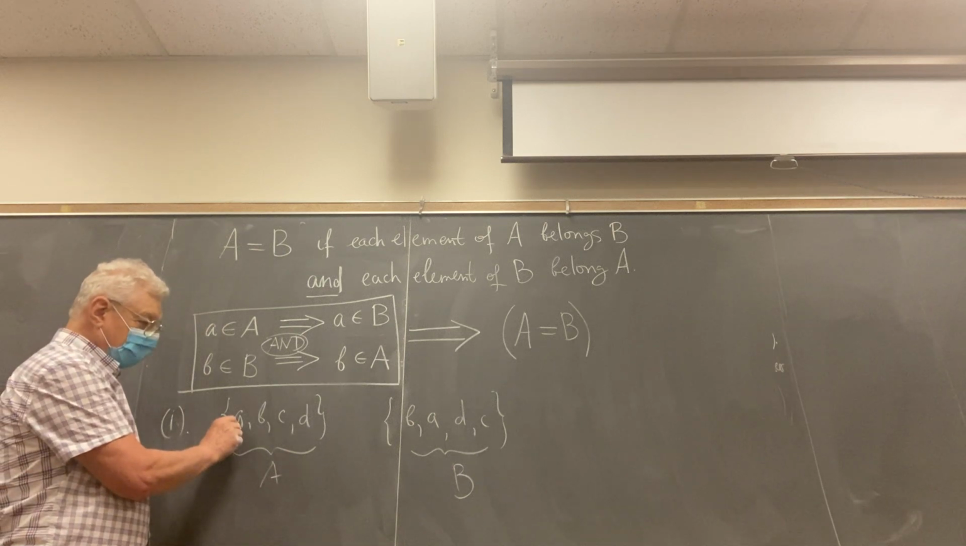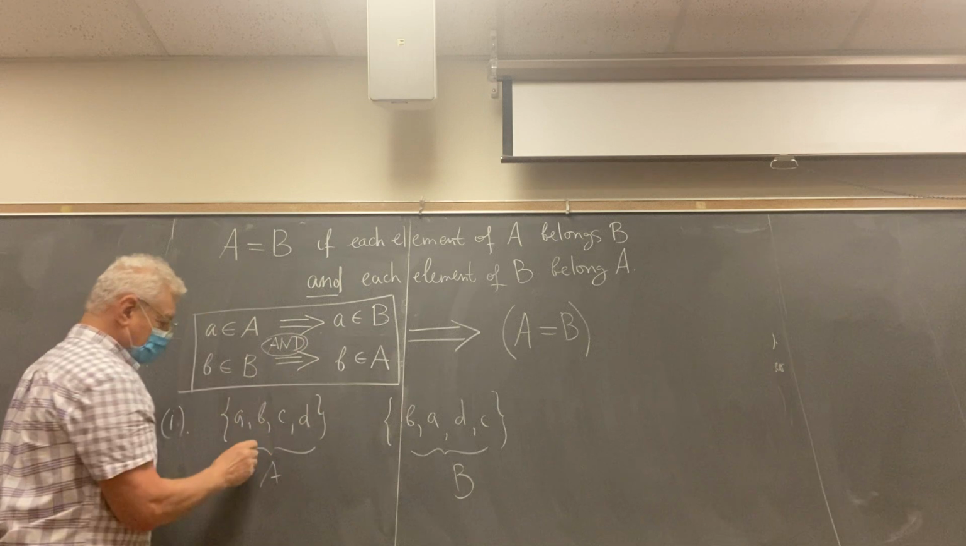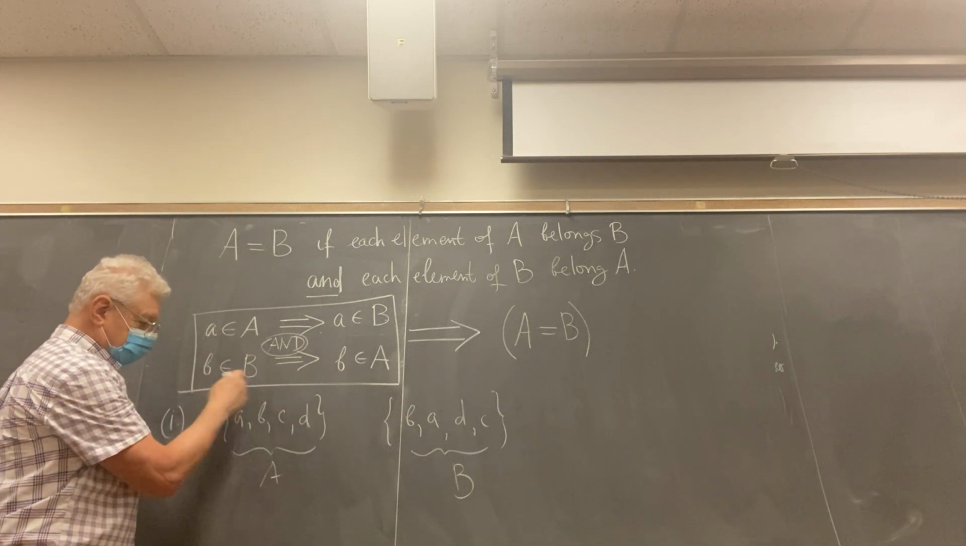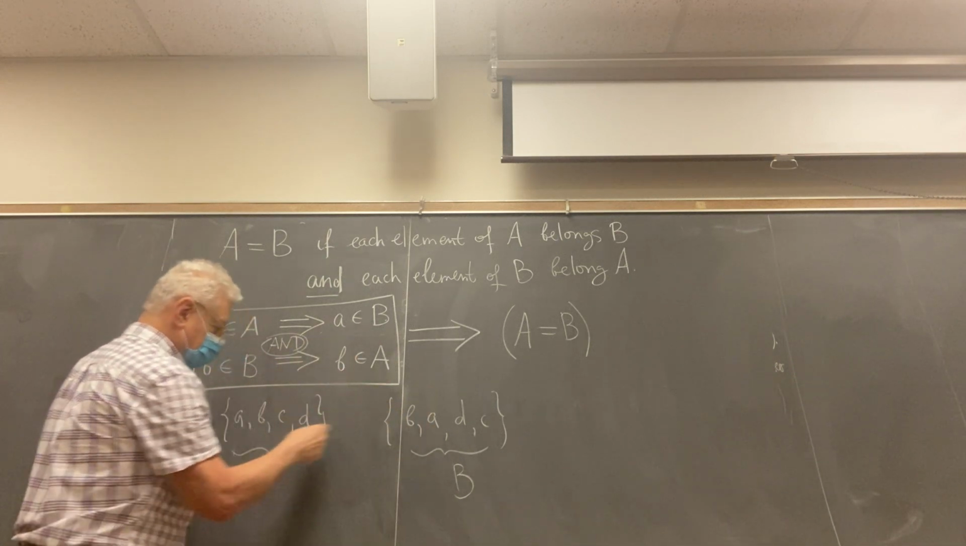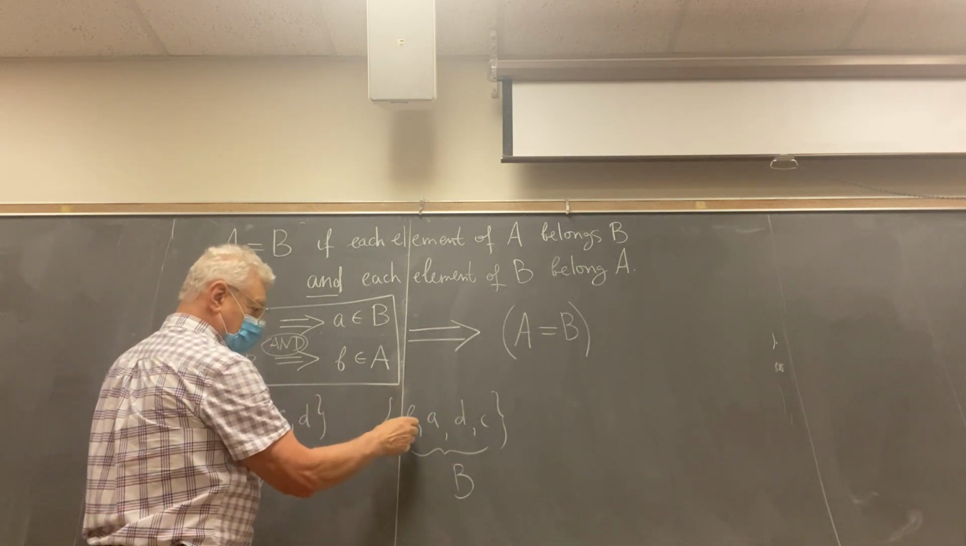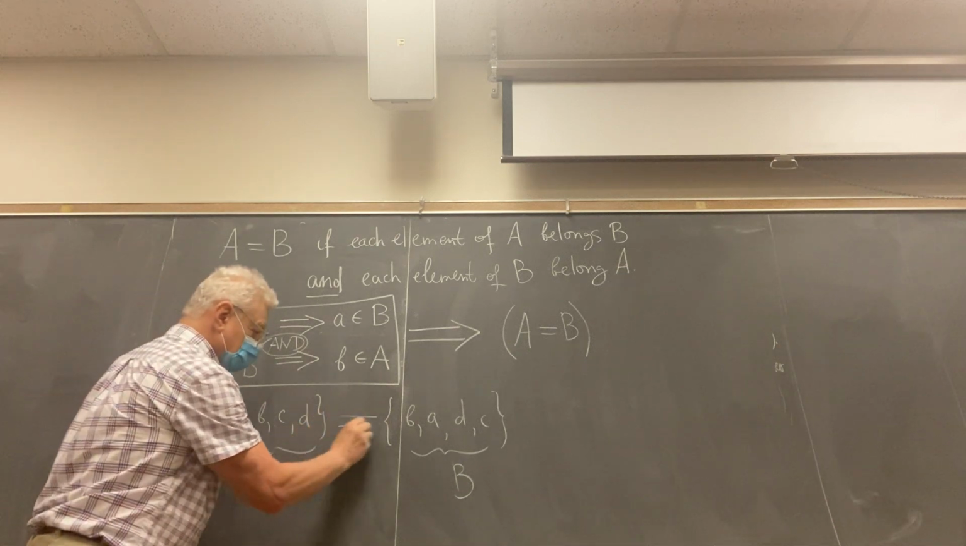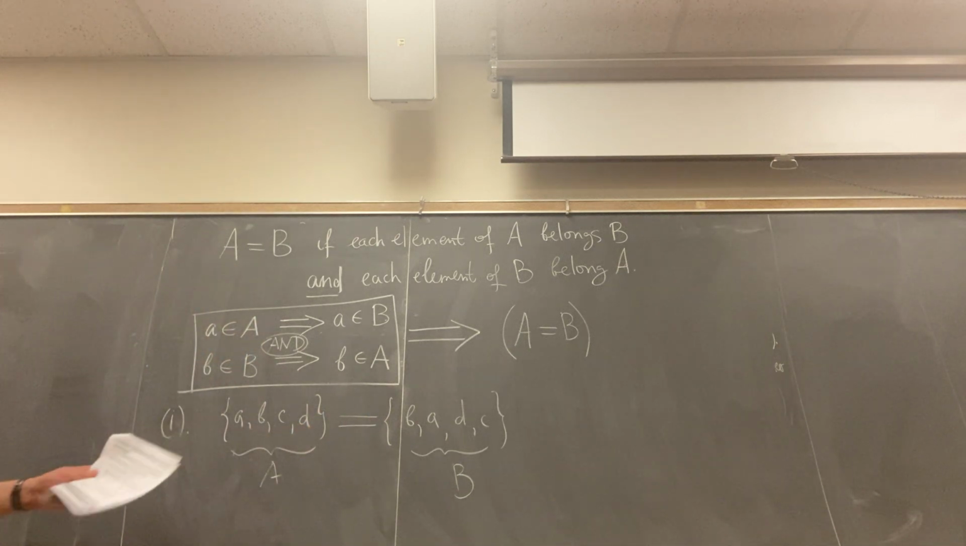A is here, so it's in here. You see, A belongs to A, so A belongs to B. Now B is in A, and it's in here. Each element in here is in there. But now let's go backwards. Each element in here is in there. So the only difference could be the order.